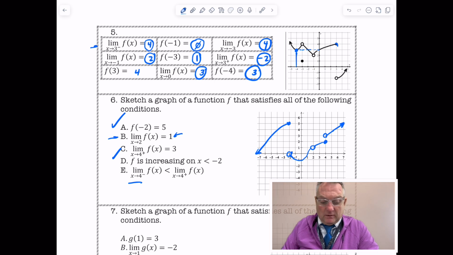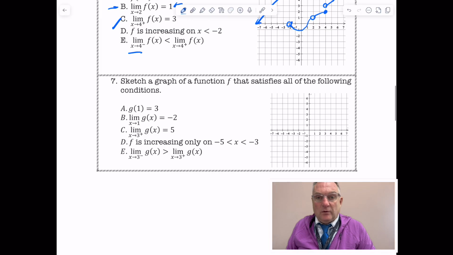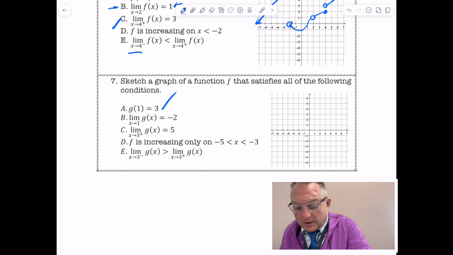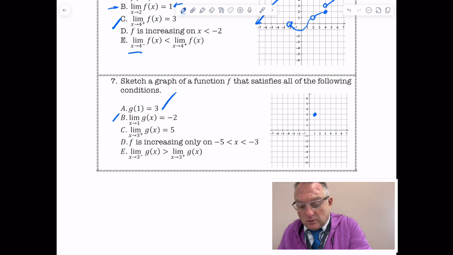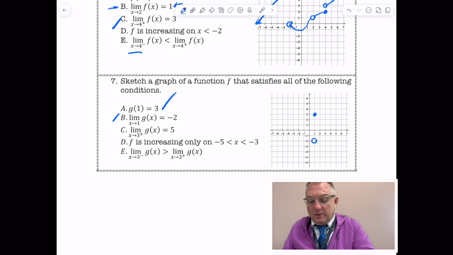Okay? Number 7. I've got (1, 3), where g of 1 is equal to 3. So I'm going to knock that off right off the bat. Okay? Now again, I might not have any graph ever going through any of that. It depends on what the other stuff tells me. But I know I have that one point there. Okay, so the limit when we approach 1 is actually equal to -2. So when I approach 1, I get -2 from both sides. So I'm going to have an open circle, and I'm going to end up having a graph connecting into that from both sides. But again, I'm going to wait and see if it tells me anything else.